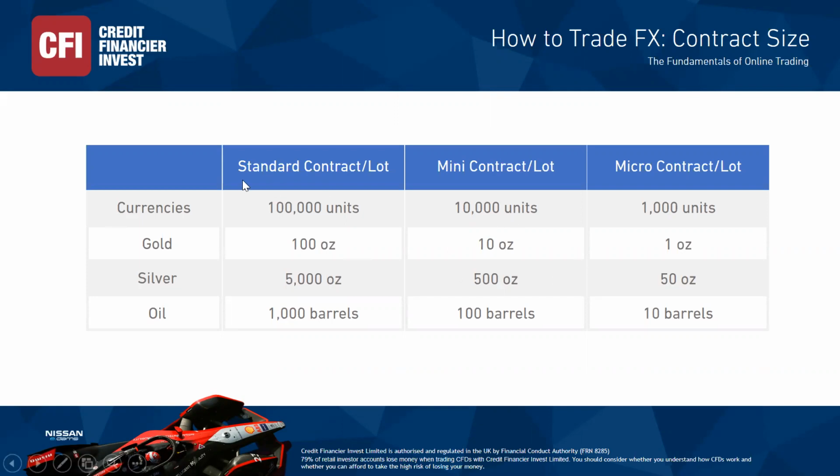Okay, and for the silver, the full or standard contract would be 5,000 ounces. For the mini contract, 500, and for the micro contract, 50 ounces. And finally, as you can see here, for the oil, one standard contract is 1,000 barrels, for the mini contract 10 barrels, and for the micro contract 10 barrels. Also, ladies and gentlemen, I would suggest you memorize this table because it's essential for your trading.